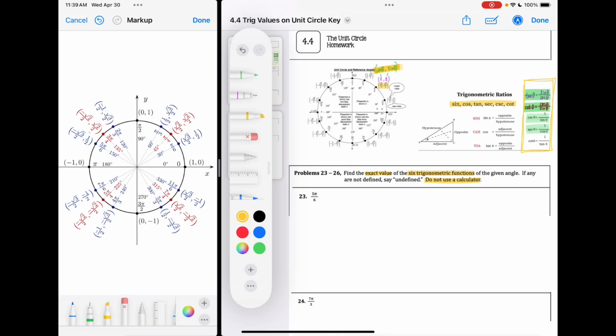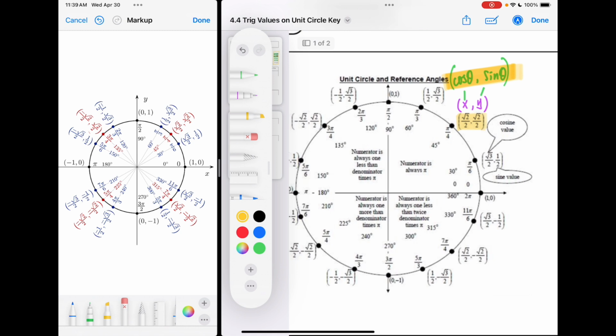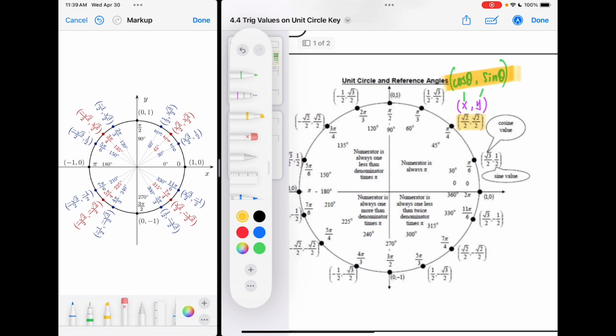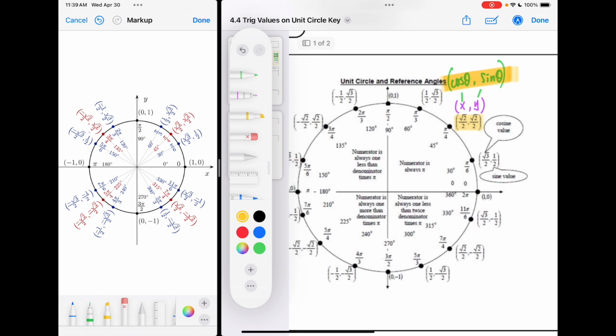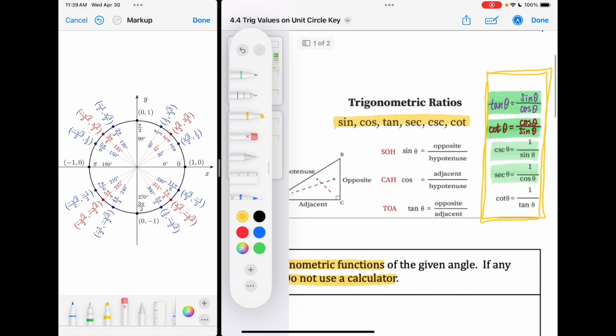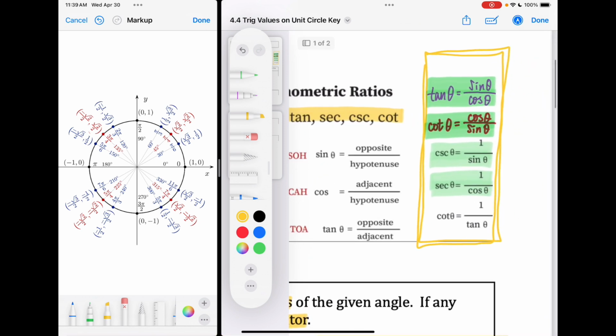All right, in this video, we're going to continue to talk about the trig values from the unit circle. Location, location, location. The parenthesis is my trig value. I'm going to get x comma y, so that will be cosine comma sine. The 6 trig ratios are sine, cosine, tangent, secant, cosecant, and cotangent.